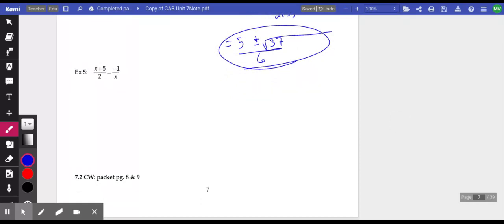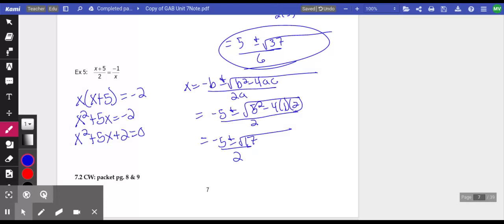Remember that negative 1 multiplies, and put it in simplest radical form. So again, I cross multiplied, got x squared plus 5x equals negative 2. It's quadratic, so I made it equal 0, added 2 to both sides. I then substituted in the quadratic formula, got negative 5 plus or minus square root of 17 over 2. Square root of 17 can't be simplified, so that is my answer. If you have any questions, please bring them to class.